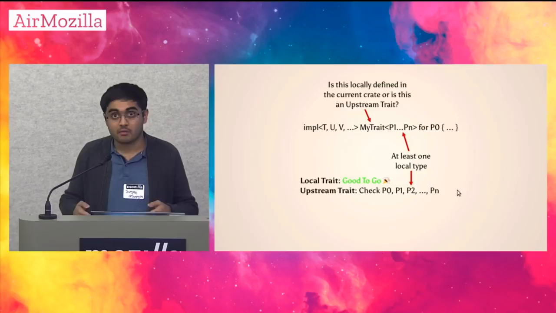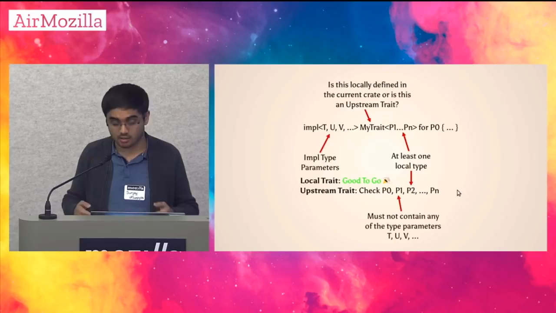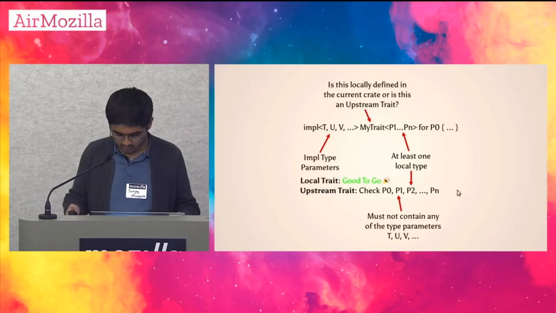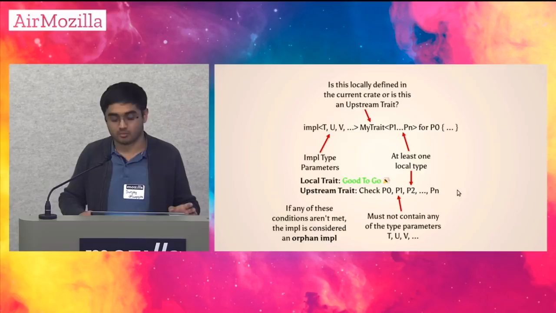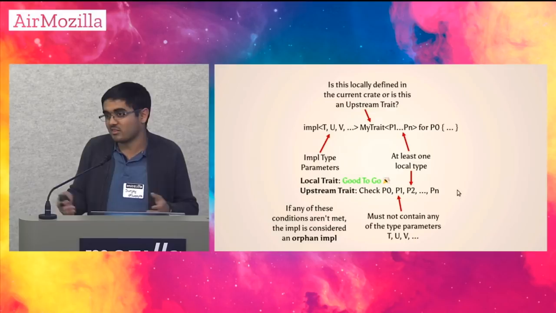Once we have a local type, we check each type before that and make sure that it doesn't contain any of the type parameters T, U, V, etc. If all of this can be verified, the impl is valid and we can continue. But if any of these steps fail, the impl is considered an orphan impl and it's disallowed by the orphan rules. So if these rules seem kind of strange and arbitrary, it's because they sort of are.